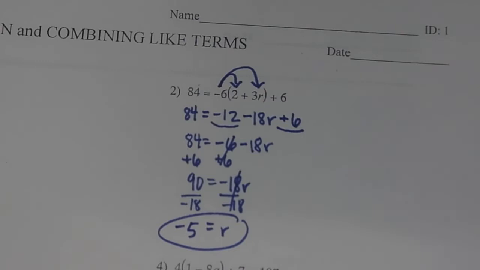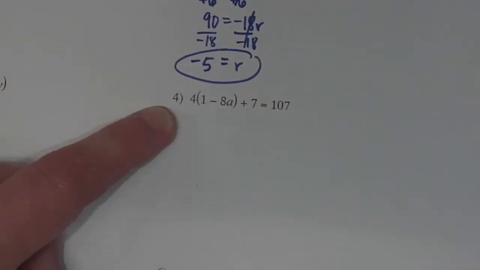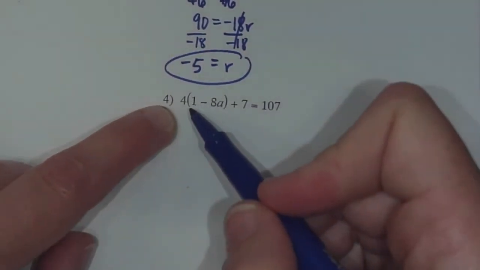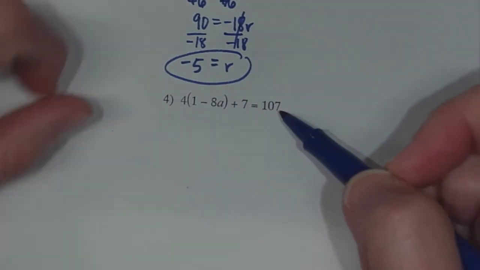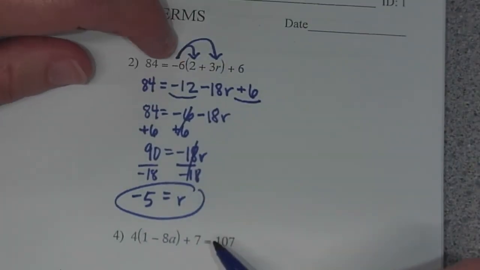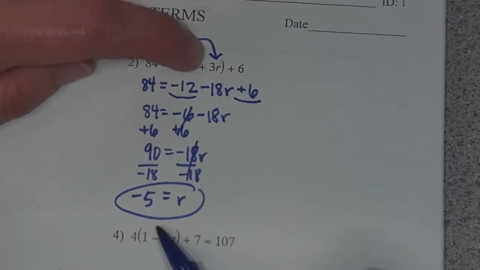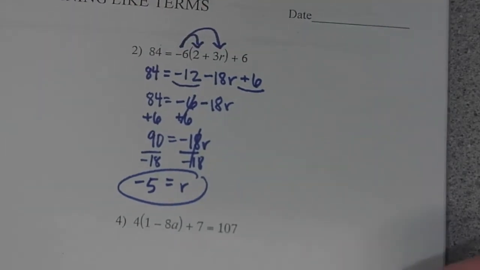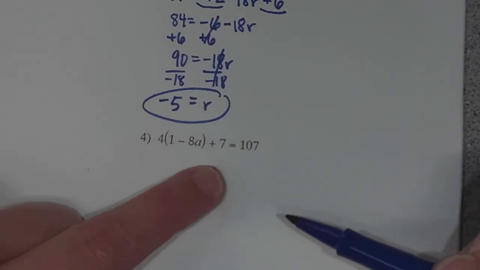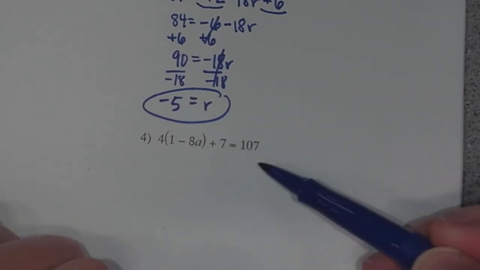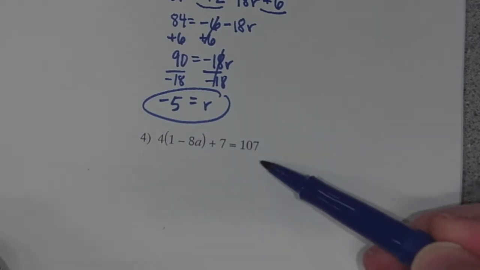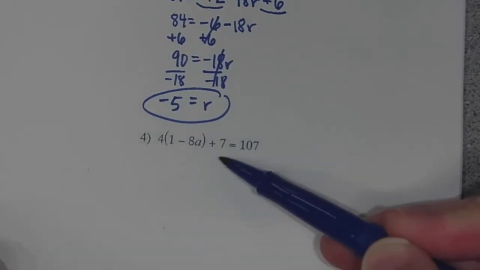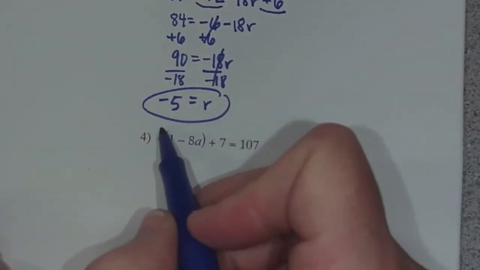Okay, let's look at number 4. On number 4, you have 4 times (1 minus 8a) plus 7 equals 107. It's a lot like the first problem because you're going to have to distribute first, and then we'll take care of the rest of it. As a side note, if you wanted to subtract your 7 from both sides first, you could do that, but I'm going to start by distributing.